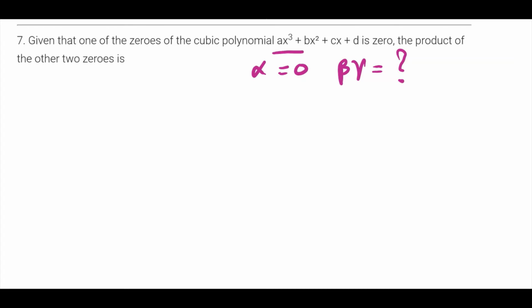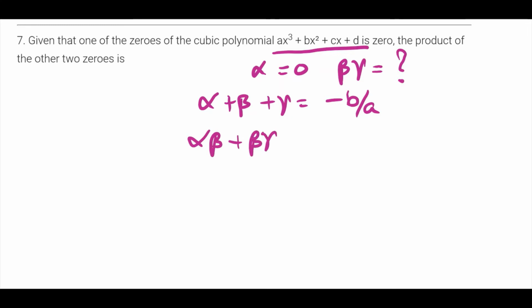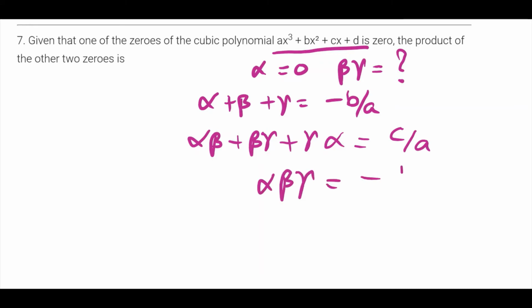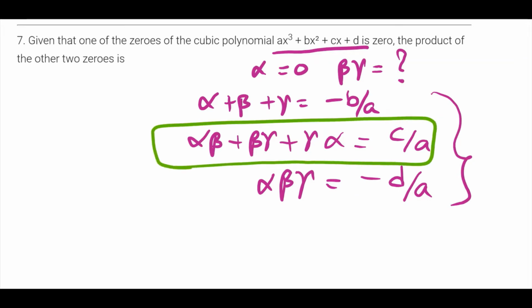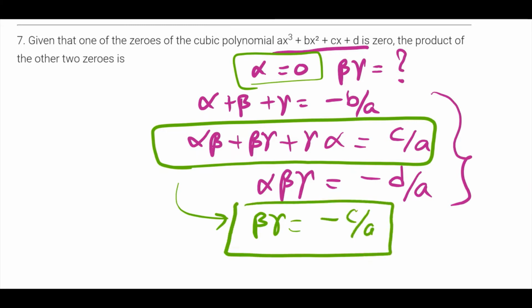We know that for the cubic polynomial, alpha plus beta plus gamma equals minus b by a, and the second equation is alpha into beta plus beta into gamma plus gamma into alpha equals c by a, and the third equation is alpha into beta into gamma, product of the roots, equals minus d by a. So out of these three equations, we will choose the second equation. If I substitute alpha equals 0 in this equation, I'll get beta into gamma equals minus c by a. So this is our answer, minus c by a.